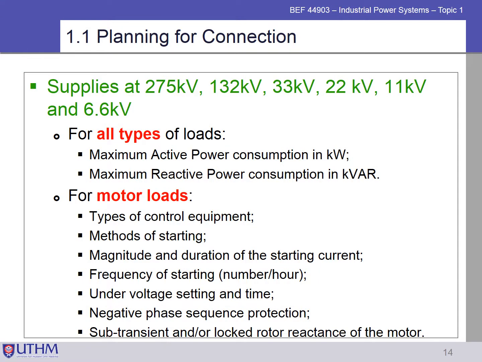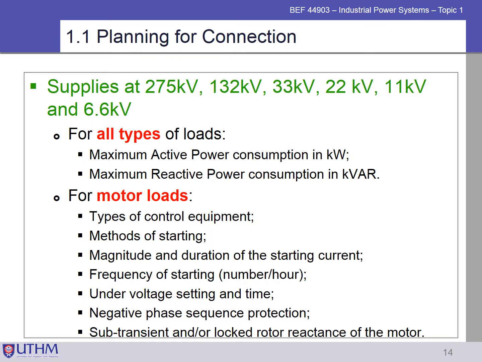Next we go to higher voltage, which covers 275 kV, 132 kV, 33 kV, 22 kV, 11 kV and 6.6 kV. There are two types of load. The first one is for all types of load. We have to know the maximum active power consumption in kilowatt, which is real power. And the second one is the maximum reactive power consumption in kVAR, which is Q, reactive power.